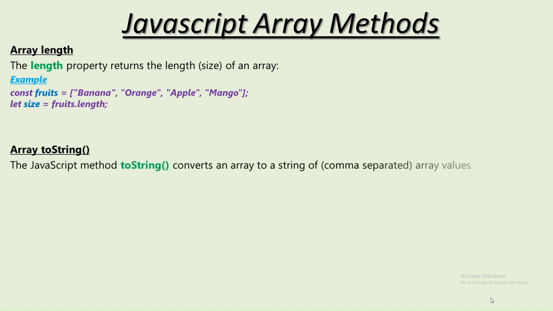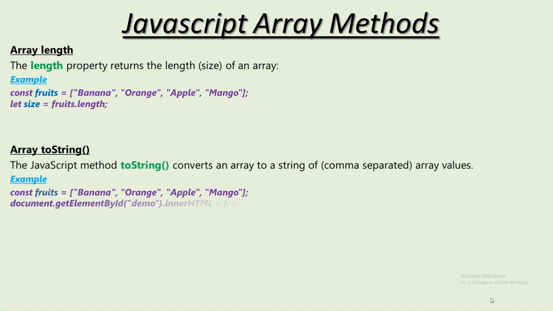Now we have another one, array toString. The JavaScript method toString converts an array to a string of comma separated array values. For example, we have the same array, fruits. Now we want to print that in an element with an ID demo. So we print that with document.getElementById demo.innerHTML equals fruits.toString. Now the element would print the result with the values of our array. Let's see that in action.